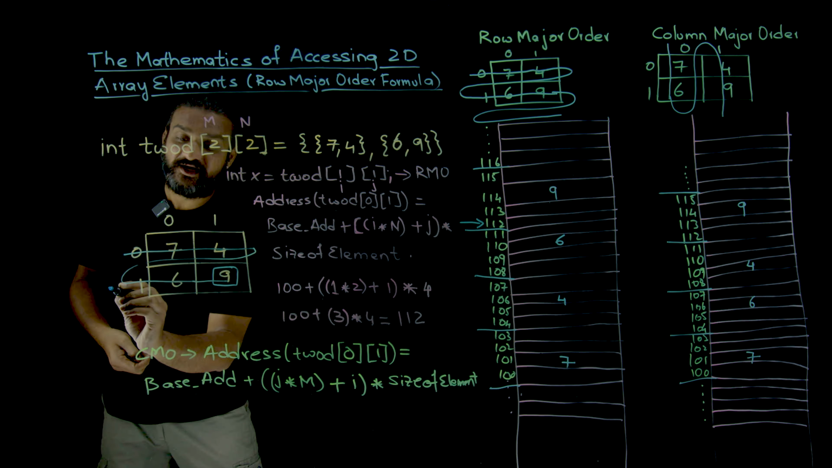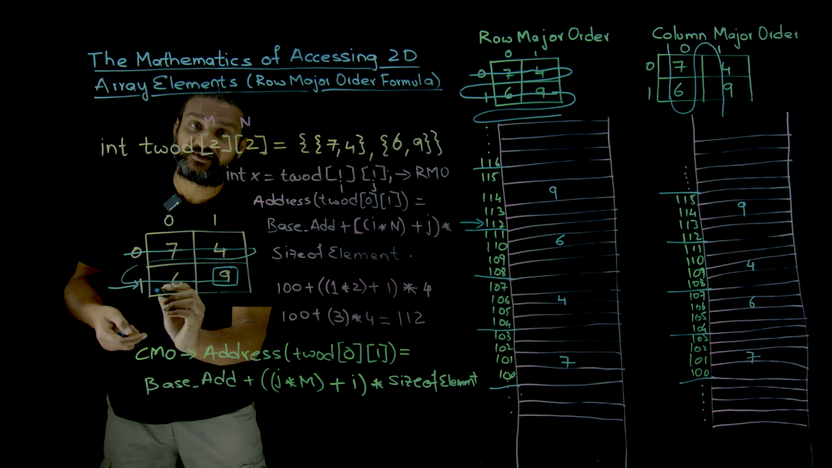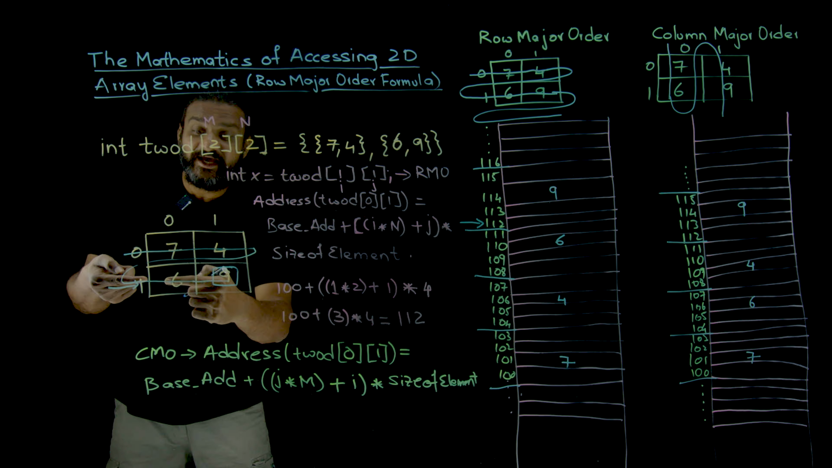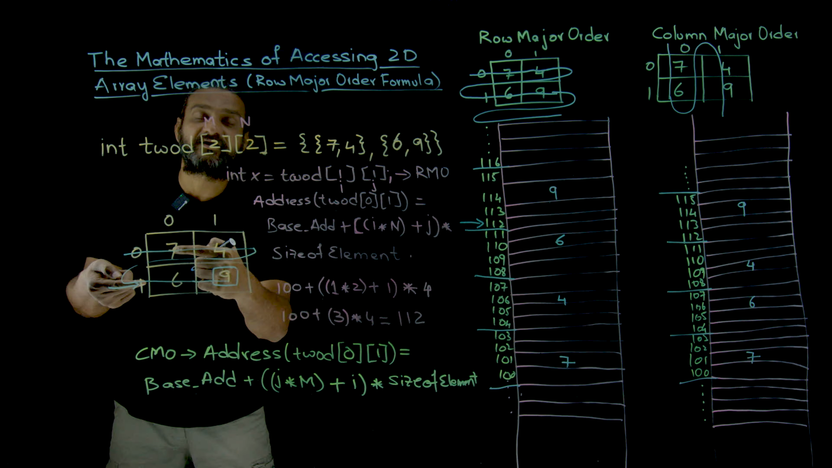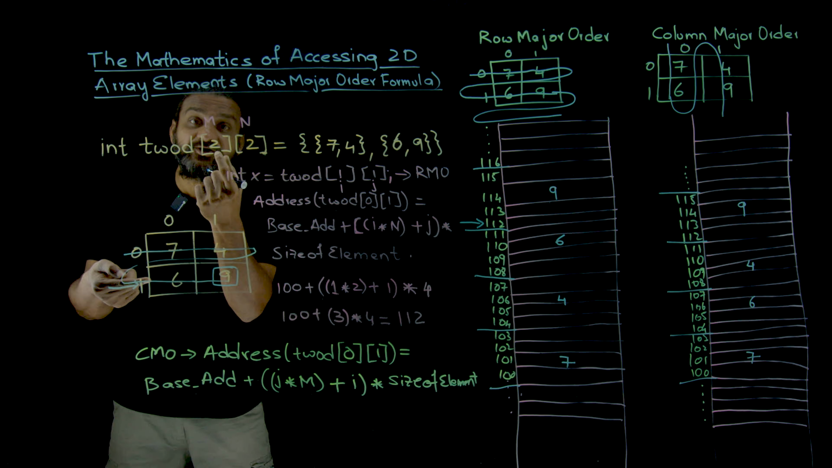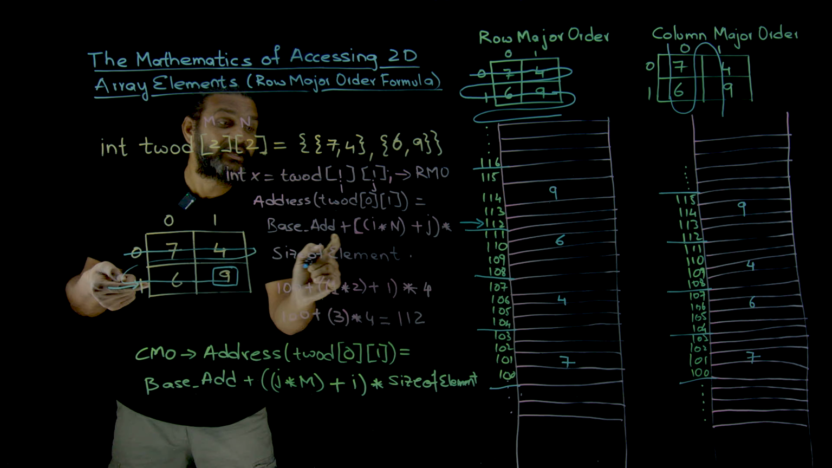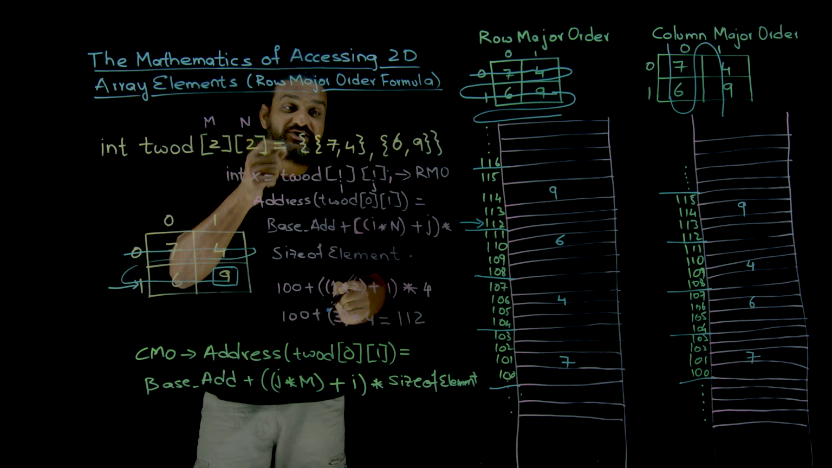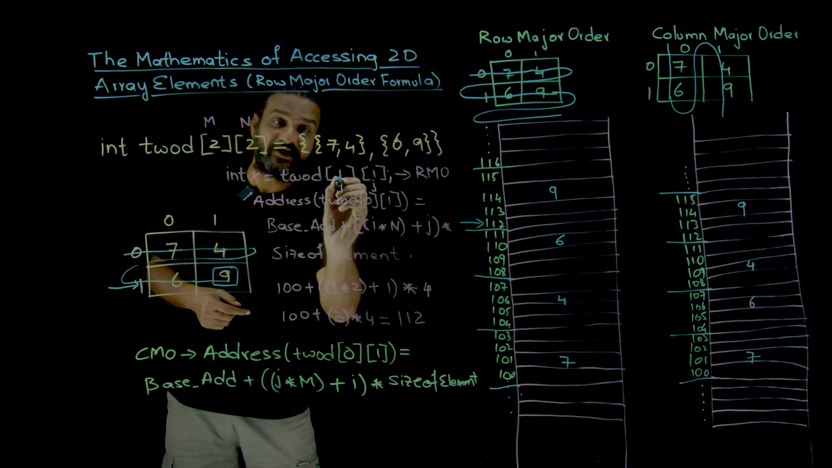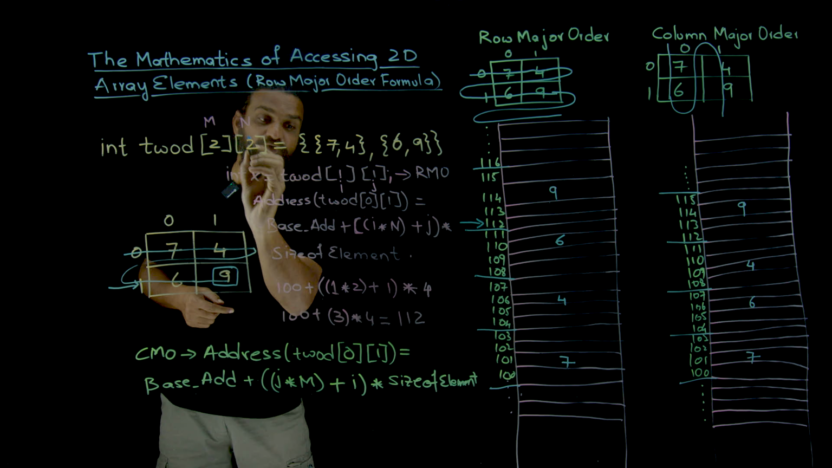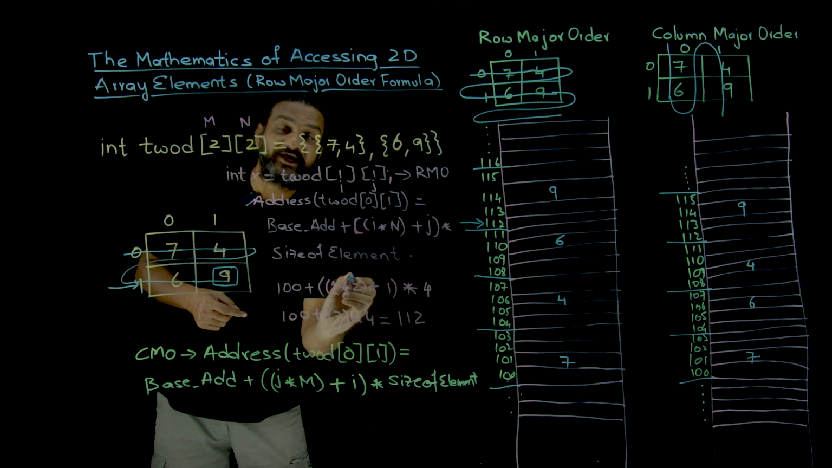So what is our current row? It is 1, right? The current row is 1. How many elements are there above this current row? That value we are going to get from this I into n. What is the value of I? I is 1. And what is the value of n? 2. So 1 into 2 is 2.